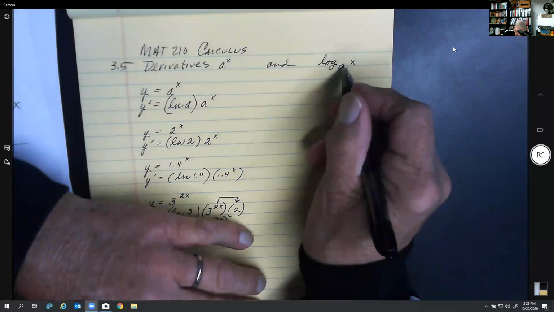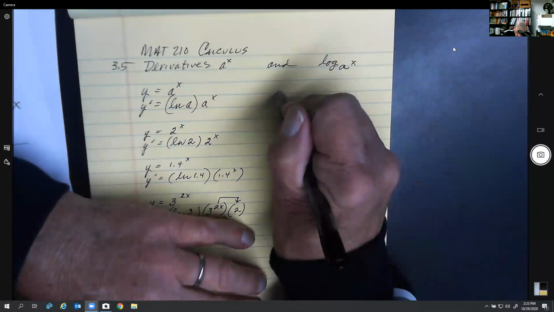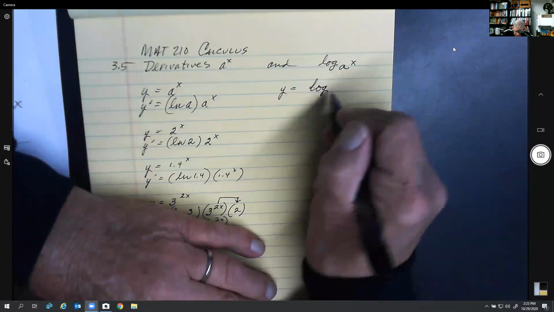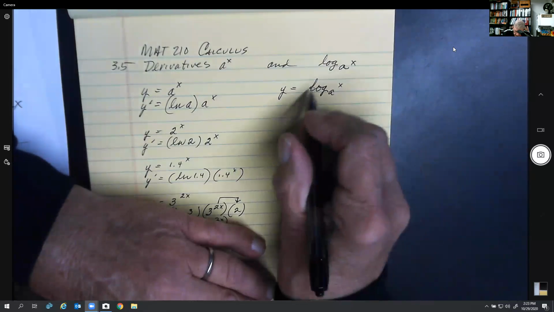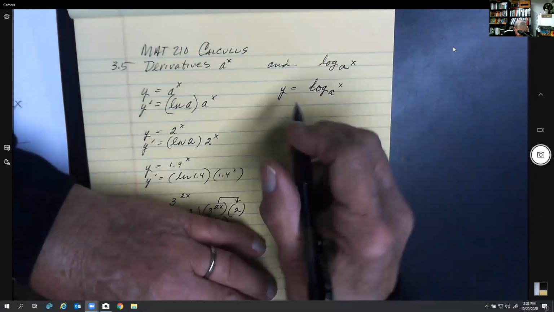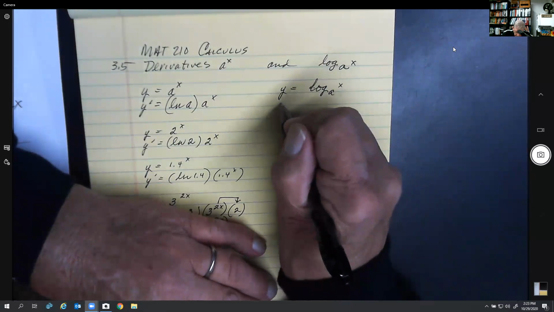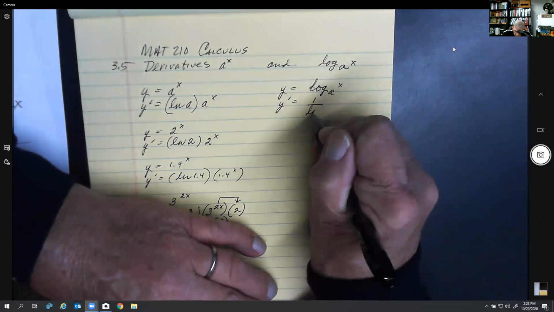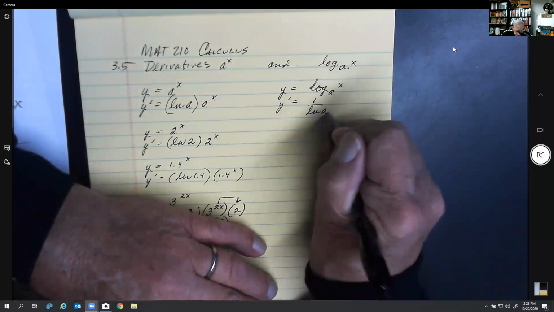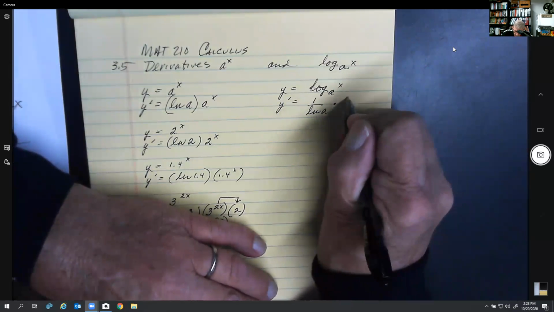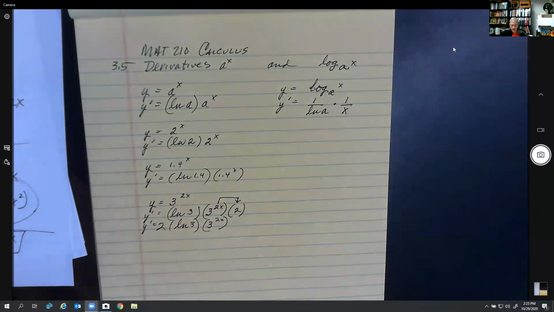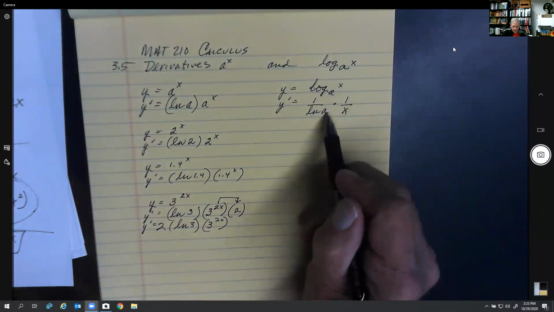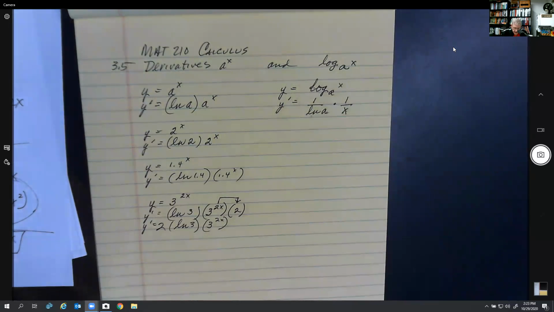Okay, how about the log base a of x? Y equals the log, and a again stands for a number, any base, of x. So we're taking the log of something to a base. And the derivative of this is going to be 1 over the natural log of whatever this number is, times 1 over x. The derivative of the log of x is 1 over x. And then it's 1 over the natural log of the base times 1 over x.